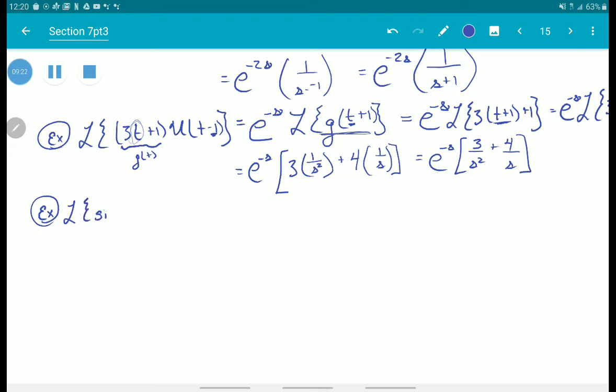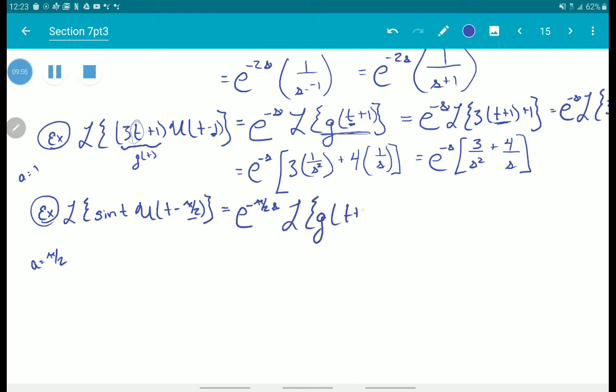Laplace of sine of t unit step t minus pi over 2. So applying that translation theorem, the alternative form, is what we're going to use here. So notice our a is pi over 2, so I'm going to write that over here. The last one, a was 1. So it's e to the negative as times the Laplace of g of t plus a.